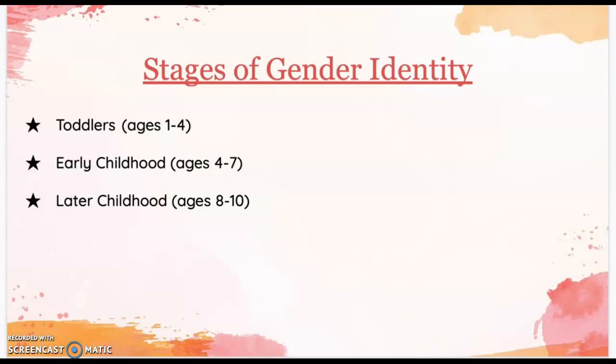Working on from here, we have early childhood, and these are students that are ages 4 through 7. This is when boys and girls will more strictly enforce the gender rules, and so they think that the clothes that they wear and the toys that they play with is what makes them a girl as opposed to a boy. And then lastly, we have later childhood. This is ages 8 through 10, and this is when children really begin to develop that understanding that their biological sex is stable in their lives.